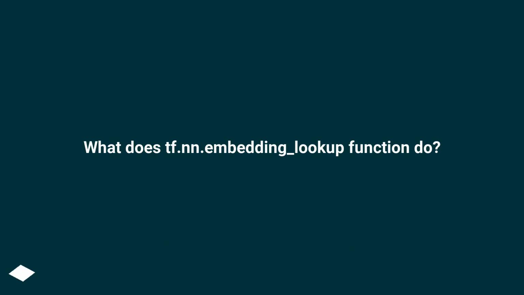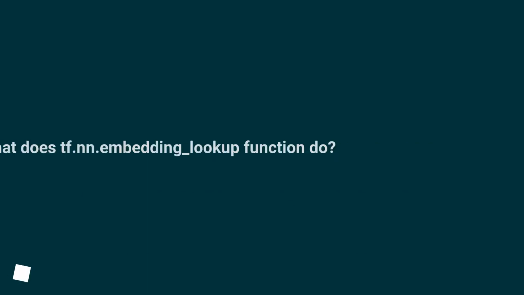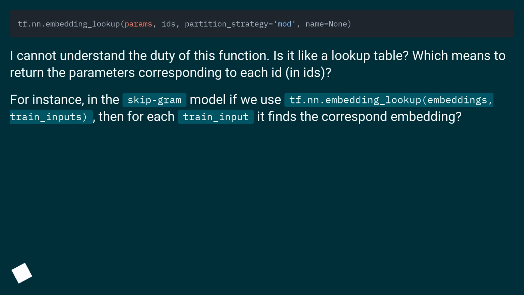What does tf.nn.embedding_lookup function do? I cannot understand the duty of this function. Is it like a lookup table? Which means to return the parameters corresponding to each ID, in IDs.